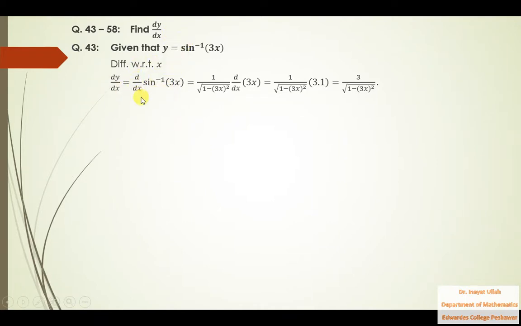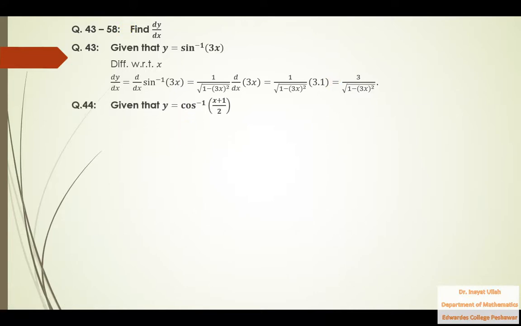This is the derivative of sine inverse u. So the derivative of sine inverse u is 1 divided by the square root of 1 minus u square, times the further derivative of this u. Now we can write 3x whole square as 9x square, and the further derivative of 3x is 3 into 1. 3 into 1 into 1 is 3, so that is the derivative of sine inverse 3x.